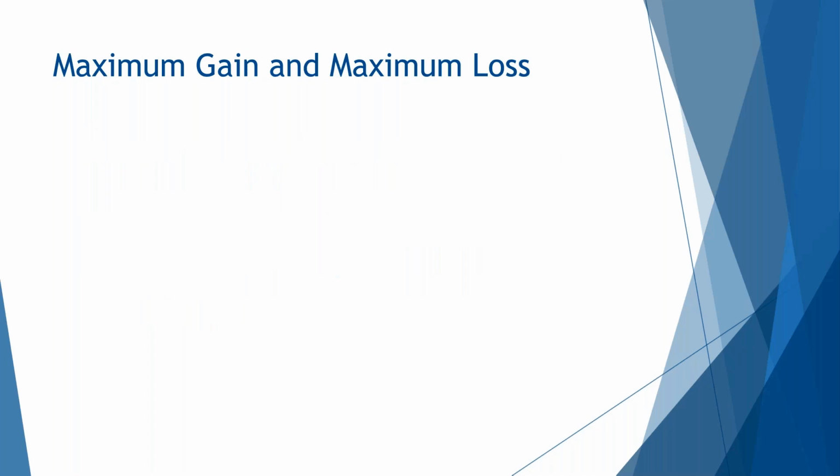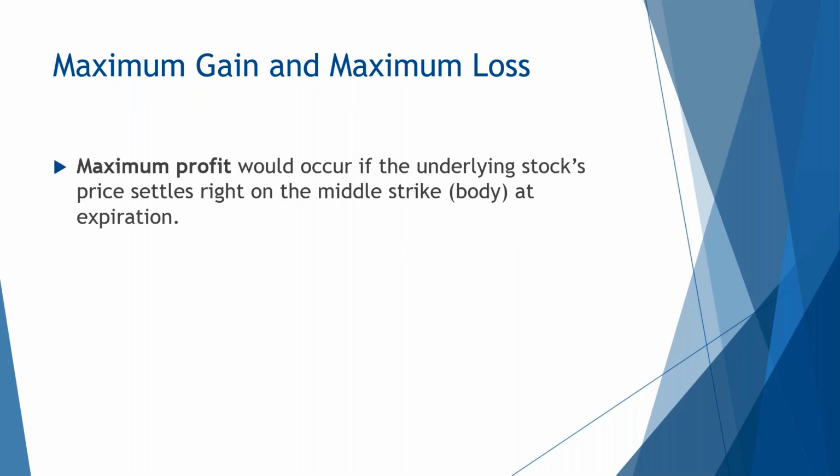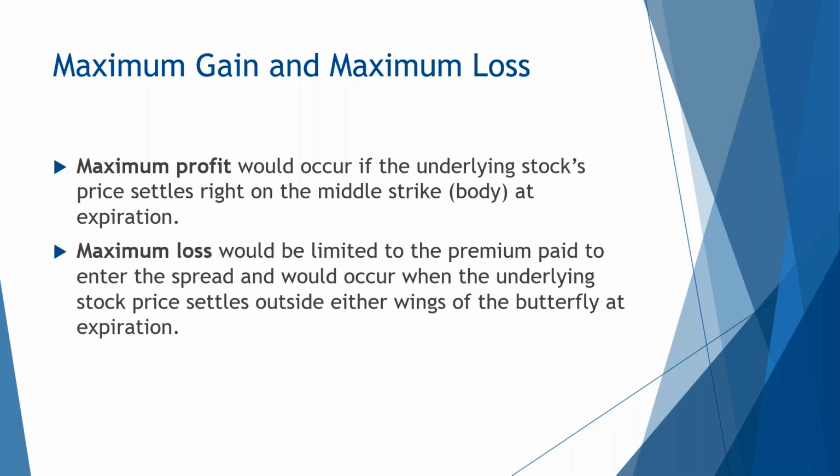Maximum gain can only be achieved if two events occur. First, price has to land on that middle strike, our body, and at expiration. Maximum loss is limited to the cost of the trade. And again, two events: price will be outside of our outer strike wing and at expiration.